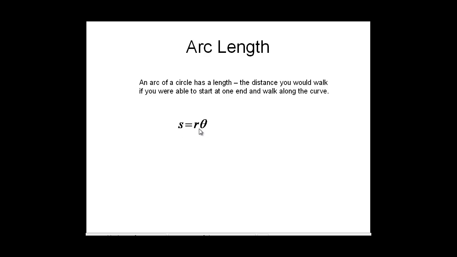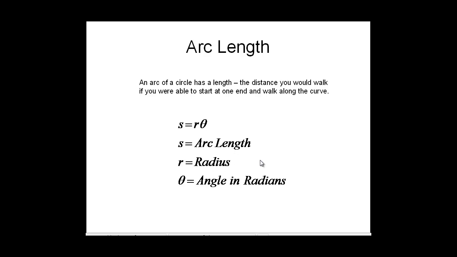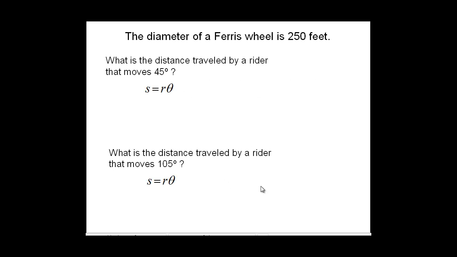Now this is just rearranging the formula we had before. Theta is equal to S over r. We just rearranged it so S is equal to r theta, where S is the arc length. That's the distance along the curve. R is the radius, and again, theta is the angle, but it has to be in radians and not degrees. You're going to have to convert that.